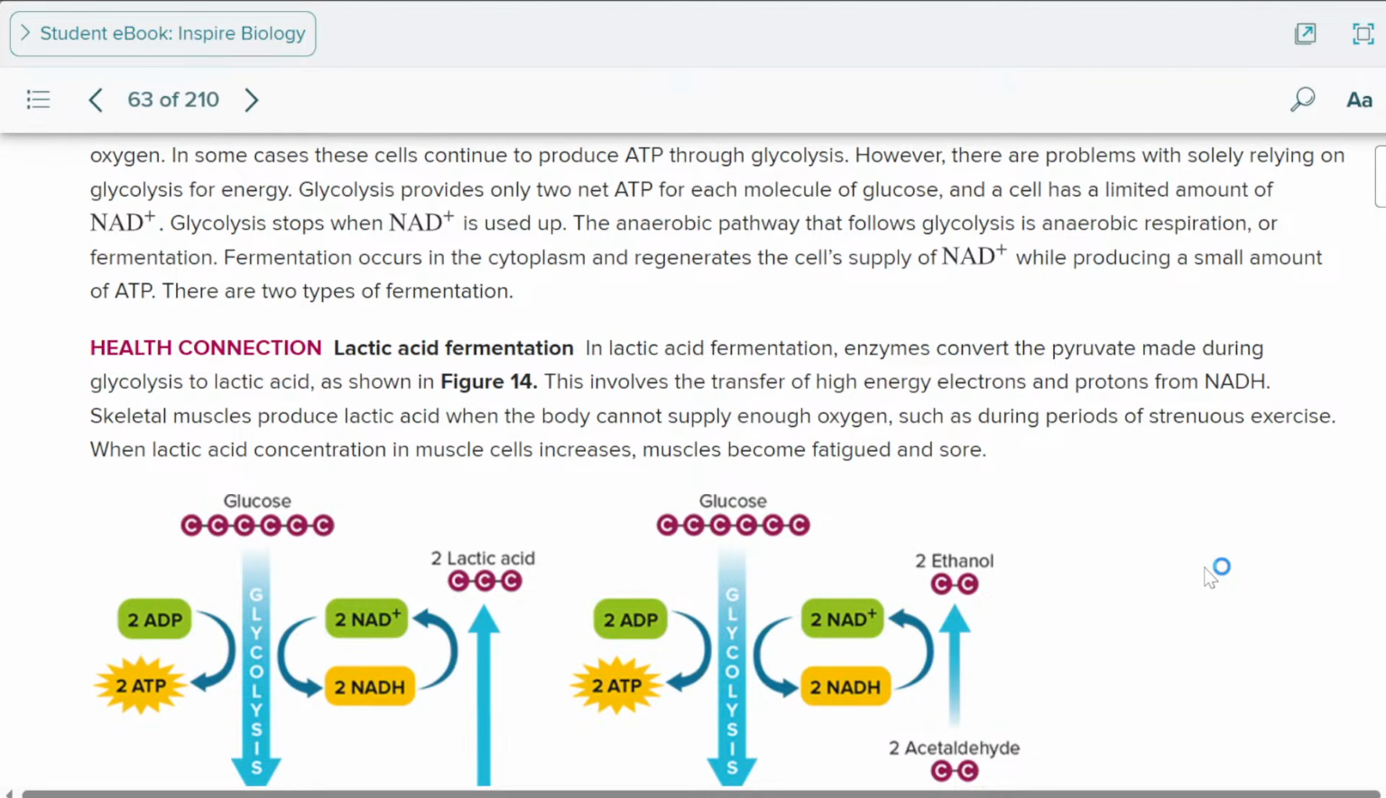Oh yeah, this is the part where I was talking about earlier, the one in the fermentation for the lactic acid and alcohol and carbon dioxide.